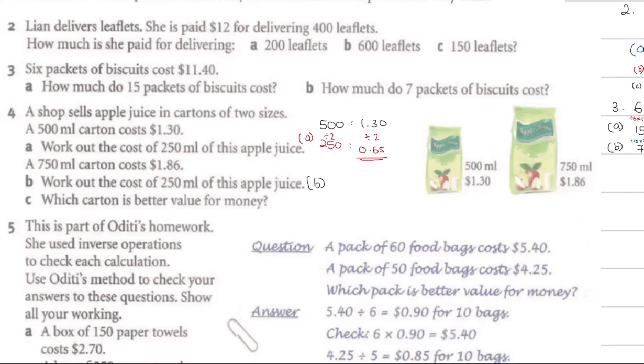B. Now we have a different carton. A 750 milliliter carton costs $1.86. Work out the cost of 250 milliliters of this. So I'm just going to write this: 750 is to $1.86. If it is 250, I need to divide this by 3. I just divide this by 3.